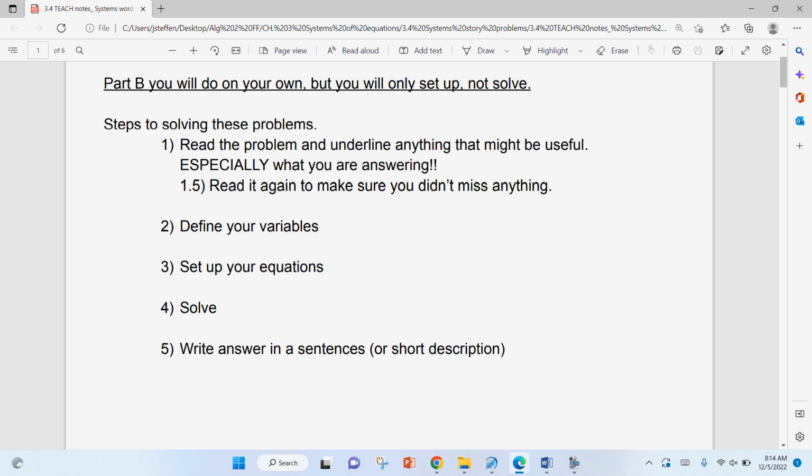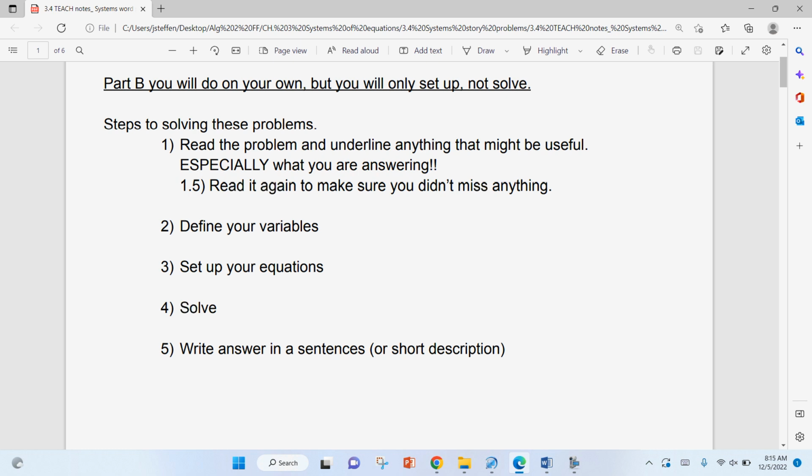So per usual, I try to do this as much as I can. These are the steps to solving these. Now this is more like I wanted to give you guys a little bit of guidance. So if you don't follow these 5 steps, that's fine. But the first one, read the problem and underline anything that might be useful, especially what you're answering. So they always tell you what question it is, or it asks you a question, so you know what you're actually solving for, what you're finding. I put a step 1.5. It's one of those things that I would like you to do, but once you guys get going with this, you might not have to. But read it again just to make sure you didn't miss anything.